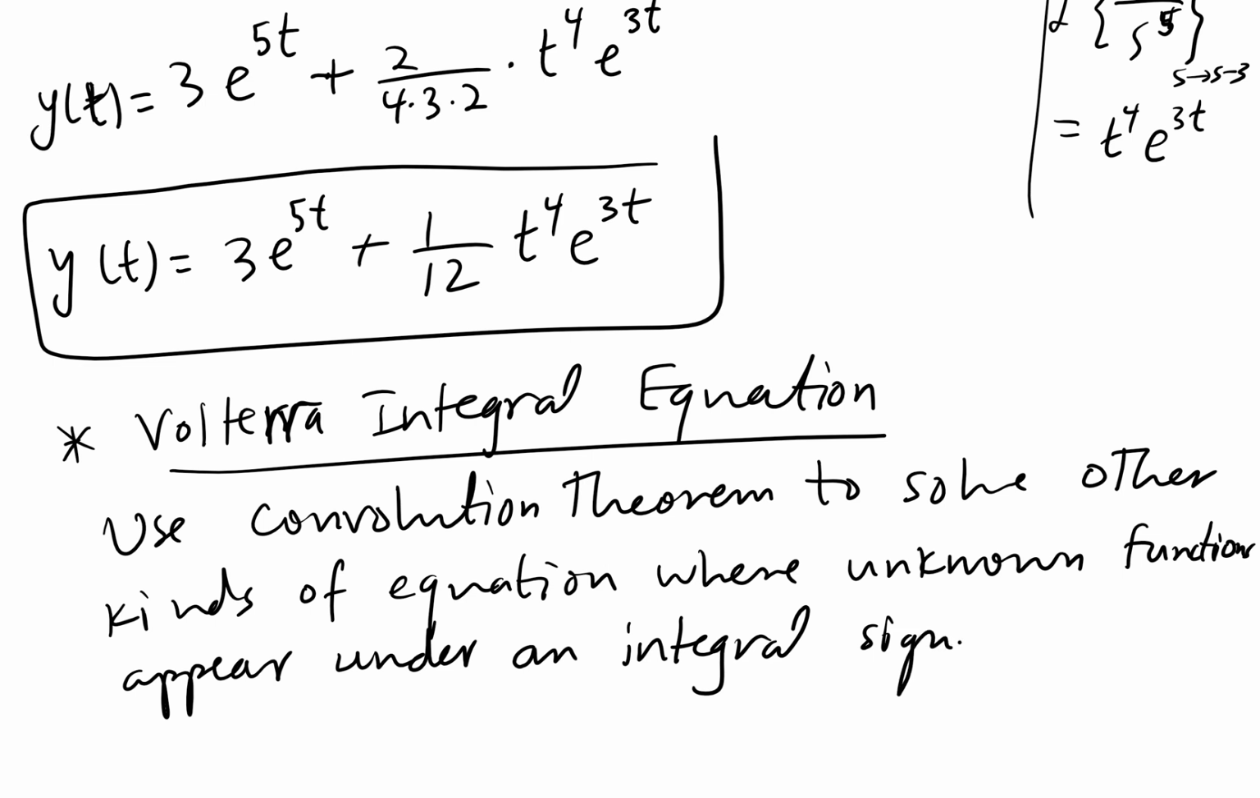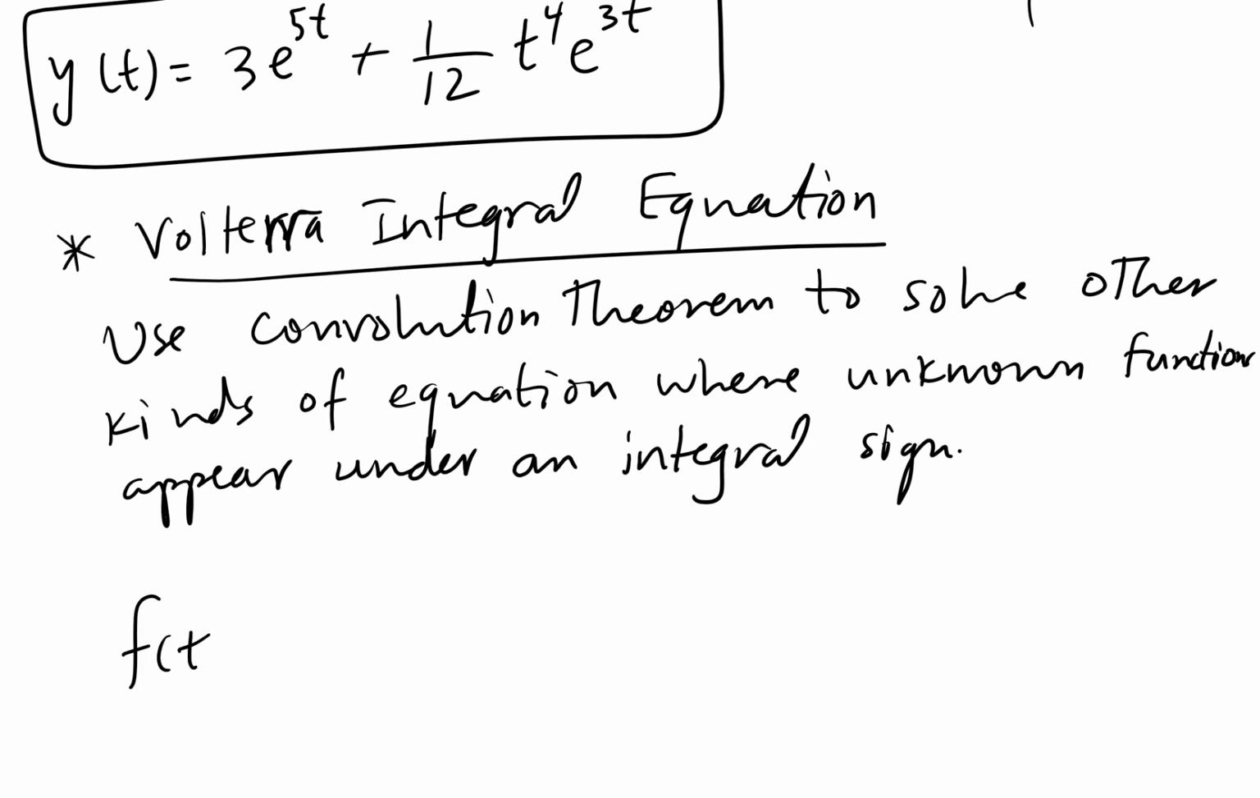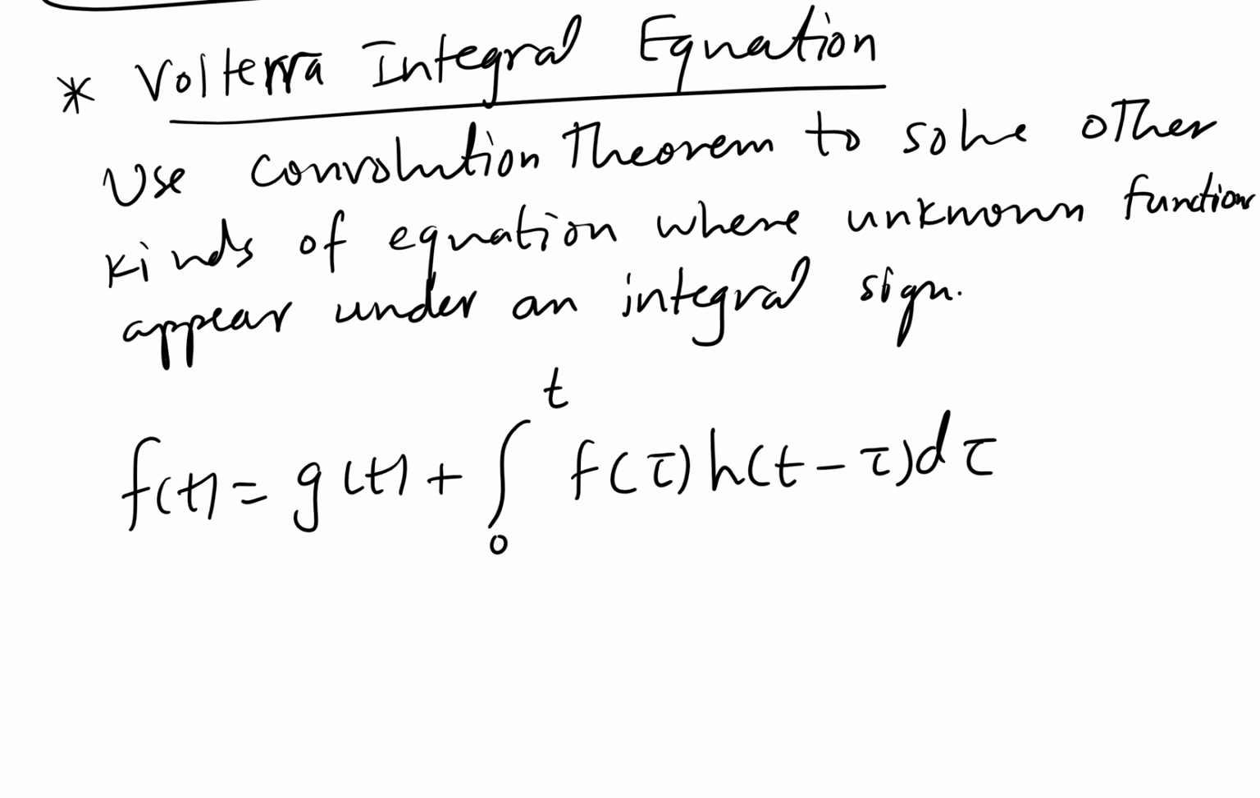So what do we have here? Well, f of t, the function we're trying to solve for, is g of t plus the integral from 0 to t of f of tau times h of t minus tau d tau, where g of t and h of t are known.